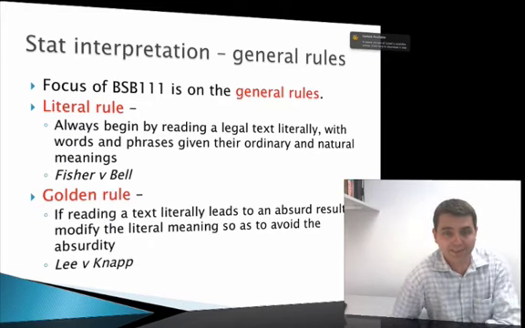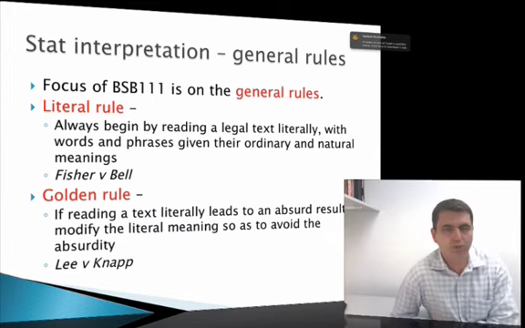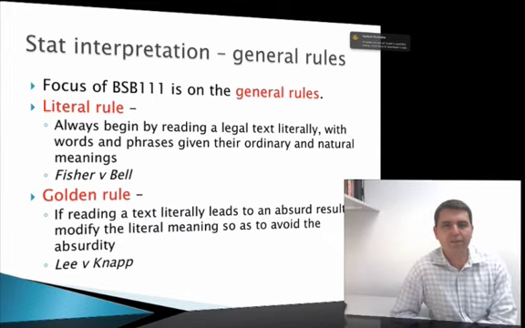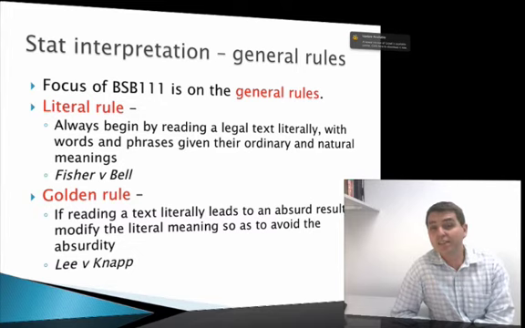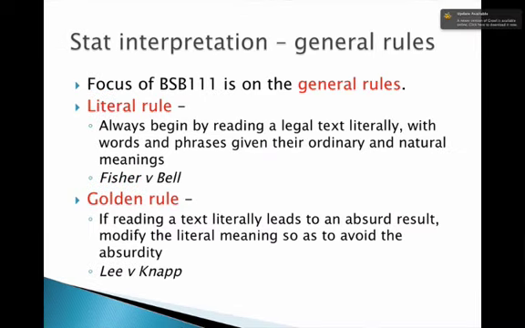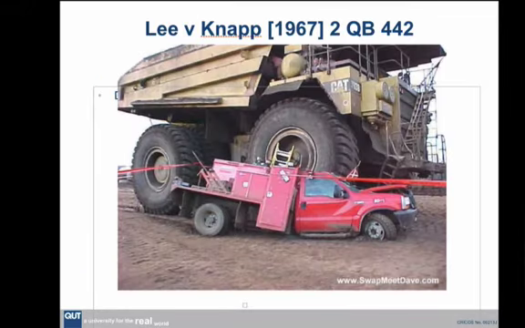The next rule is the golden rule. And the golden rule comes into play if the literal rule leads to a result that appears ridiculous or absurd. Now, if that's the case, what we do is we modify the literal meaning to avoid the absurdity. A good case for this is Lee and Knapp. So what happened was Lee's involved in a motor accident, but he stopped for only a moment after the accident and then, seeing no one was injured, drives off.